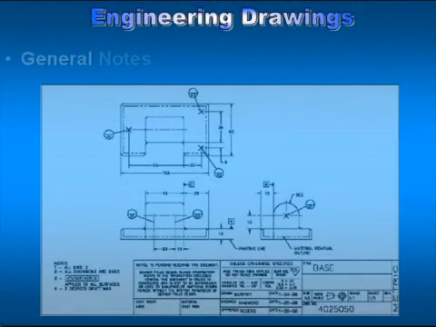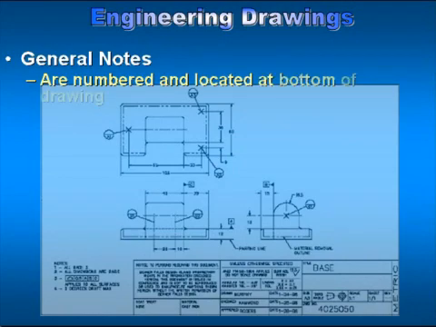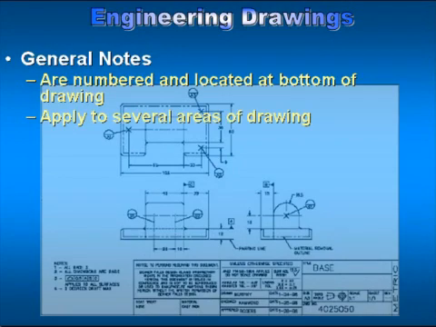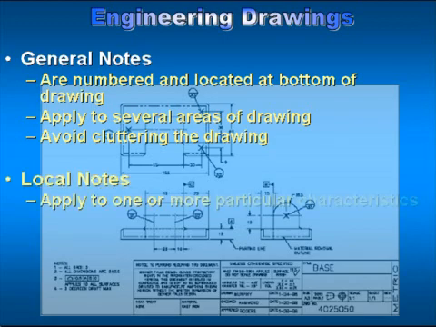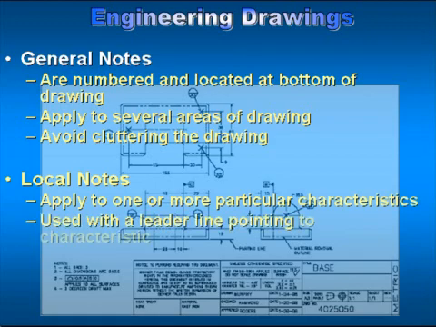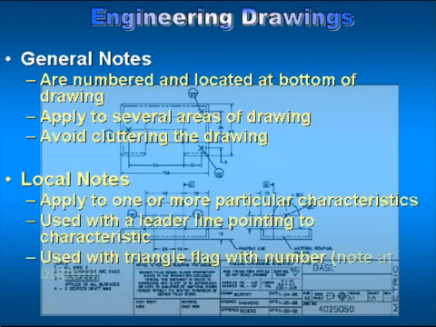Engineering drawings. There are two types of notes used on drawings: general notes and local notes. General notes are numbered and are usually located at the bottom of a drawing. They apply to several areas of the drawing and are used to avoid cluttering the drawing with individual notes in all of those areas and to save time. Local notes. Local notes apply to one or more particular characteristics on the drawing. They are usually used with a leader line pointing directly to the characteristic, or they may be flagged.